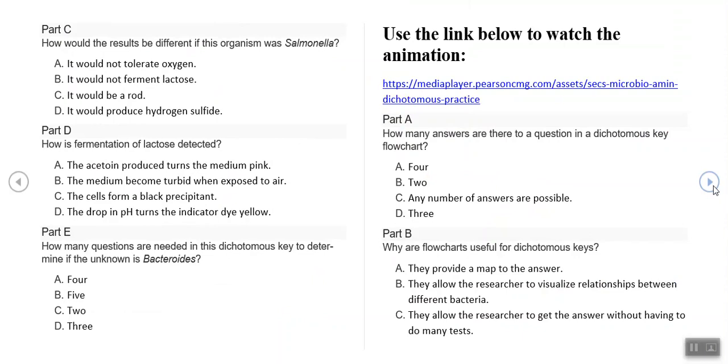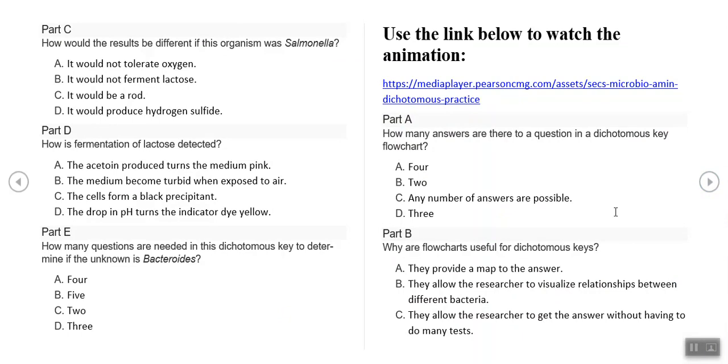All right, so part A, how many answers are there to a question in a dichotomous flowchart? Remember, it's either or, so there are only two. Letter B. So it's either positive or it's negative. Or in the keys that we've been looking at, it's either yes or it's no.